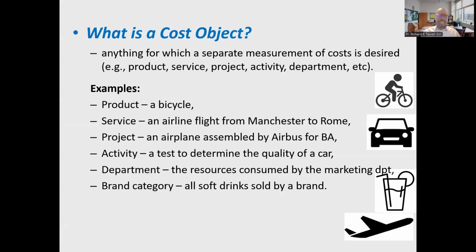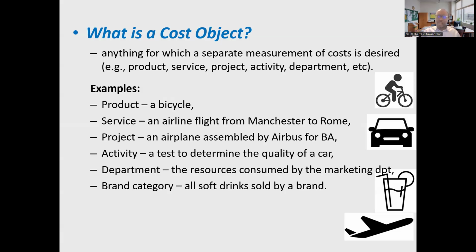A department, the resources consumed by the marketing department, is a cost object, and a brand category or soft drink sold by a brand. So that's a cost object, okay? Somebody will simply say a cost object is an object we can assign a cost to. It makes sense in layman's language.